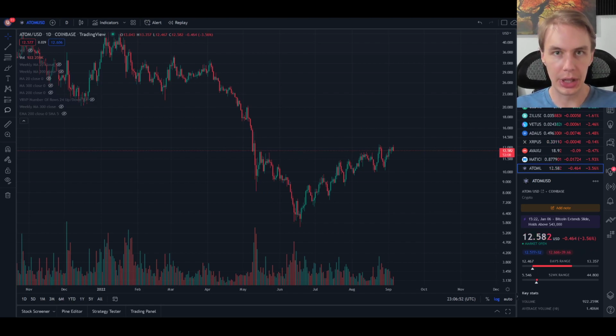So if you've been following Atom recently over the last couple of months, it's been quite impressive. Atom has been one of the stronger performing assets coming out of the lows, and it's really one of the few that hasn't taken a dive recently. Its price is still up right around this local resistance up here, not giving up its gains like a lot of other assets have been doing.